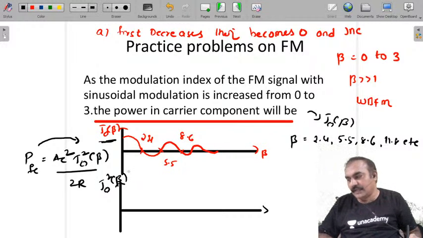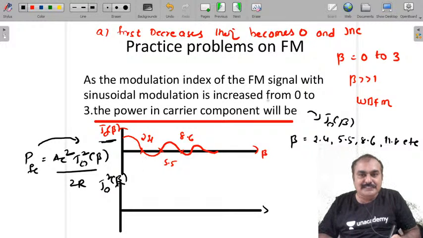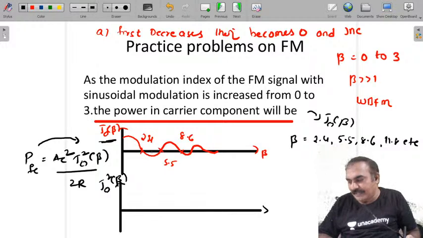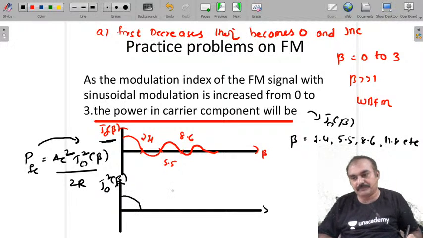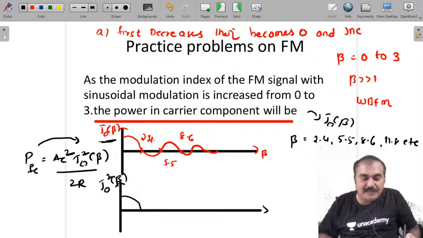So he is asking: the modulation index is increased from 0 to 3. Now it is increasing. First, up to 2.4, what is happening? It is decreasing only. But in between 0 to 3 is asked. Somewhere he is asking 3 here.